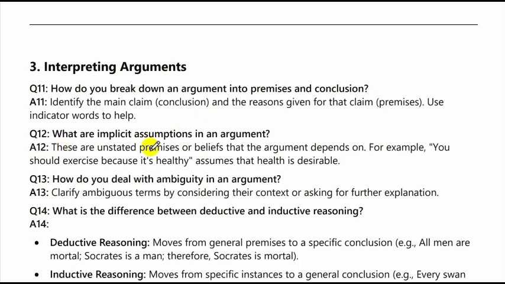Question 12. What are the implicit assumptions in an argument? Answer: these are unstated premises or beliefs that the argument depends on. For example, "You should exercise because it's healthy" assumes that health is desirable. So the implicit assumption in telling someone to exercise because it's healthy is that health is desirable. As I gave an example earlier, we can have an implicit statement: A is a father. Therefore, it implies that A is a man.